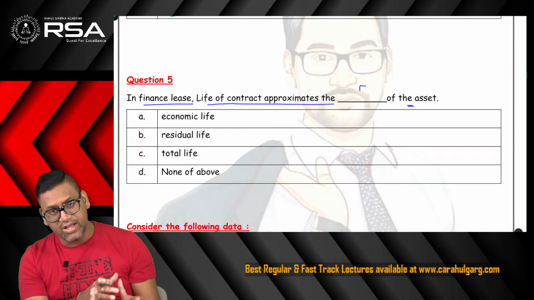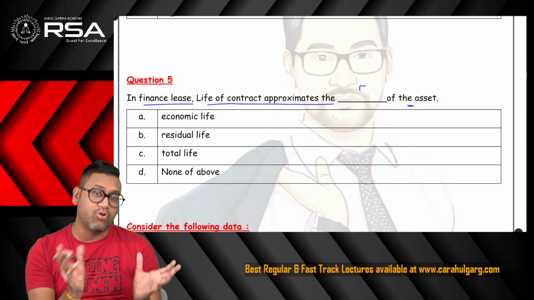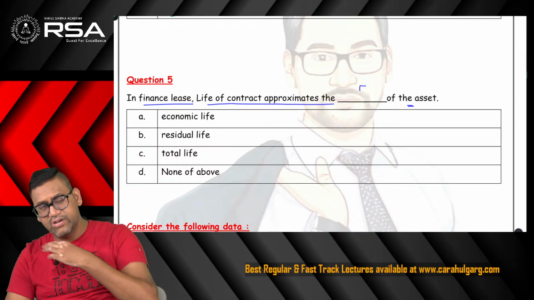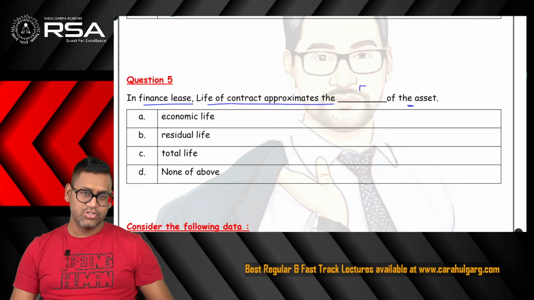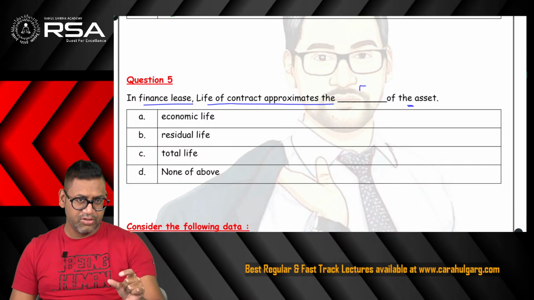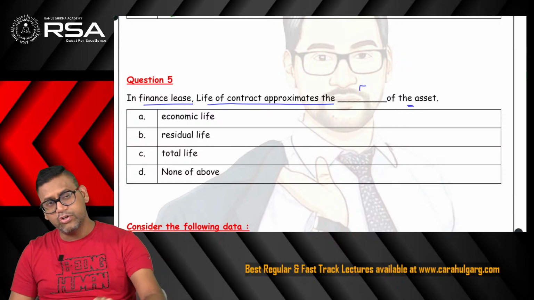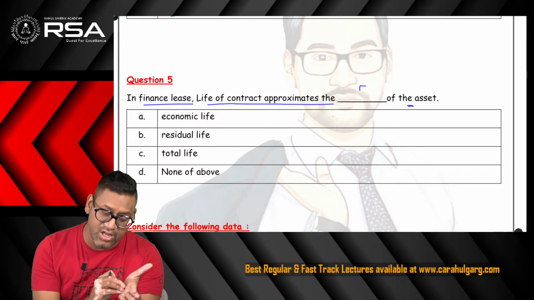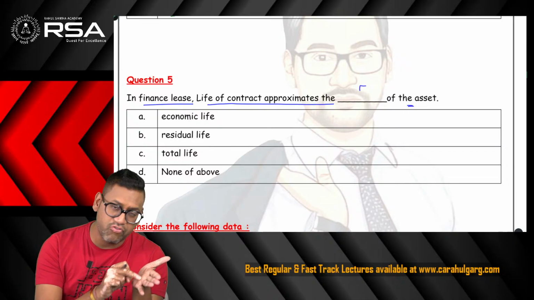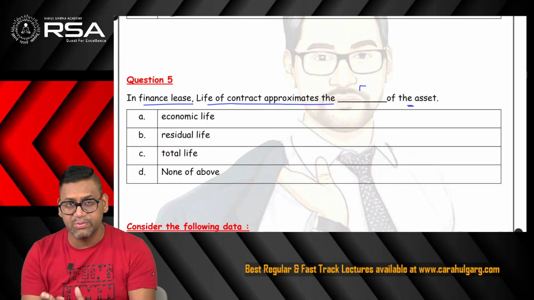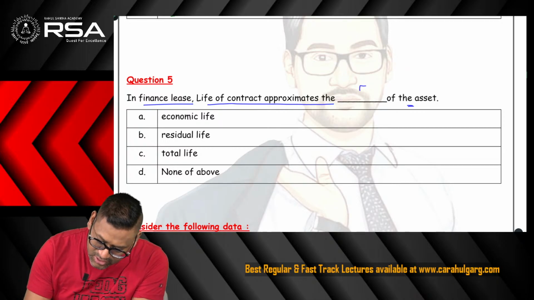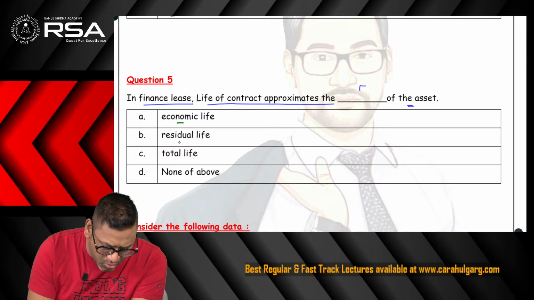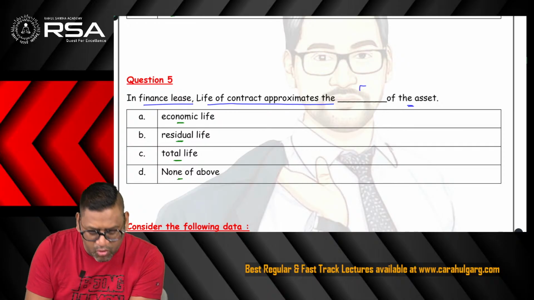So in finance lease, it is saying the life of the contract. For example, I am the lessor and the child who is watching my lecture is the lessee. So in finance lease, when I am giving you the right to use the asset for dash years, what is that dash year? What is the life of our contract? It says life of contract approximates the dash of asset. Either the answer is economic life, or residual life, or total life, or none of the above.